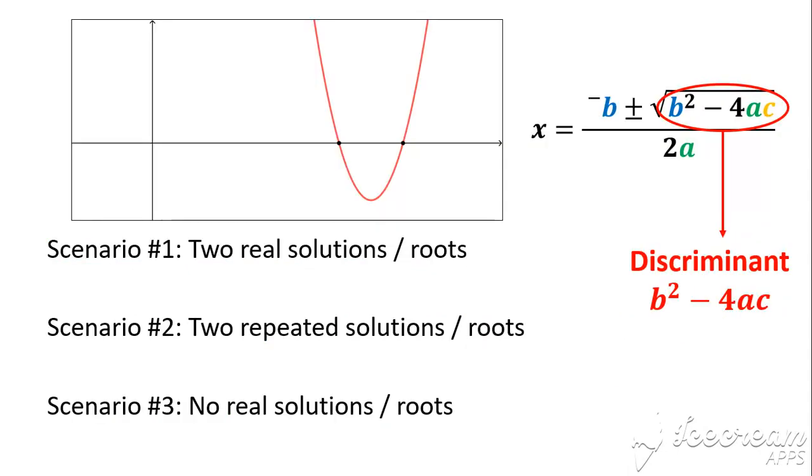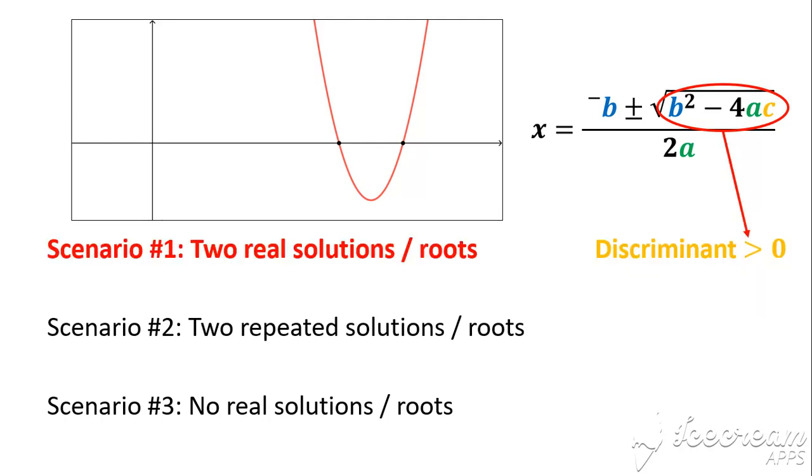Right, let's have a quick look at what's going on visually. So our three scenarios based on our discriminant. When we have scenario 1, the discriminant is greater than 0. Remember, a quadratic forms a graph called a parabola. And here's a parabola, and we have two real solutions because the parabola passes through the x-axis twice.